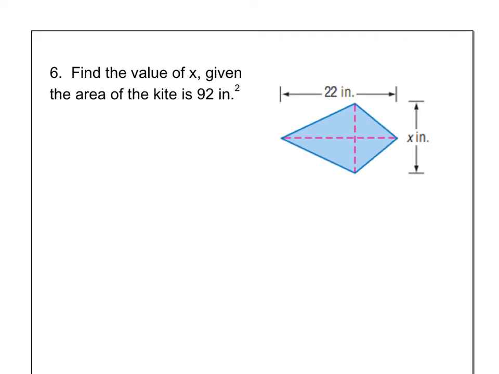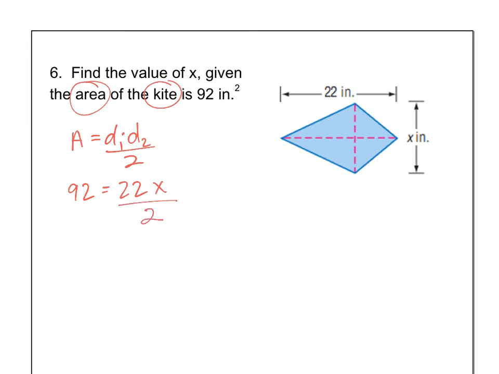Next, we have a working backwards problem. So here it says, find the value of x given the area of the kite is 92. I see some key words. I see area, I see kite. I know my formula is diagonal 1 times diagonal 2, divide by 2. Now plug in what we know. We know the area is 92. We know one of the diagonals is 22, but the other diagonal is just x. And then we're going to fill in the divide by 2.